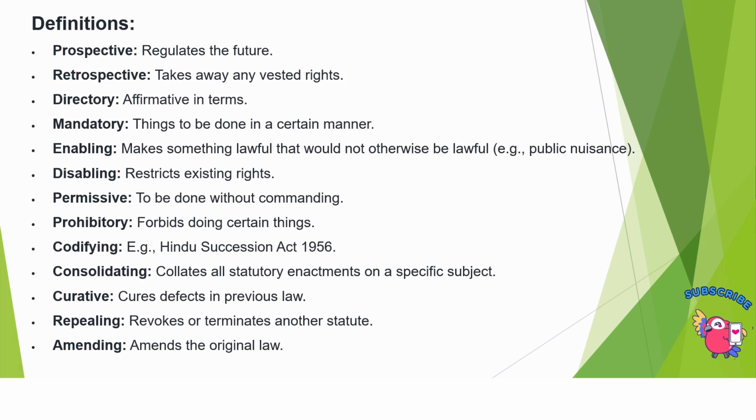Definitions are as follows. Prospective, regulates the future. Retrospective, takes away any vested rights. Directory, affirmative in terms. Mandatory, things to be done in a certain manner. Enabling, makes something lawful that would not otherwise be lawful, example, public nuisance. Disabling, restricts existing rights. Permissive, to be done without commanding. Prohibitory, forbids doing certain things.